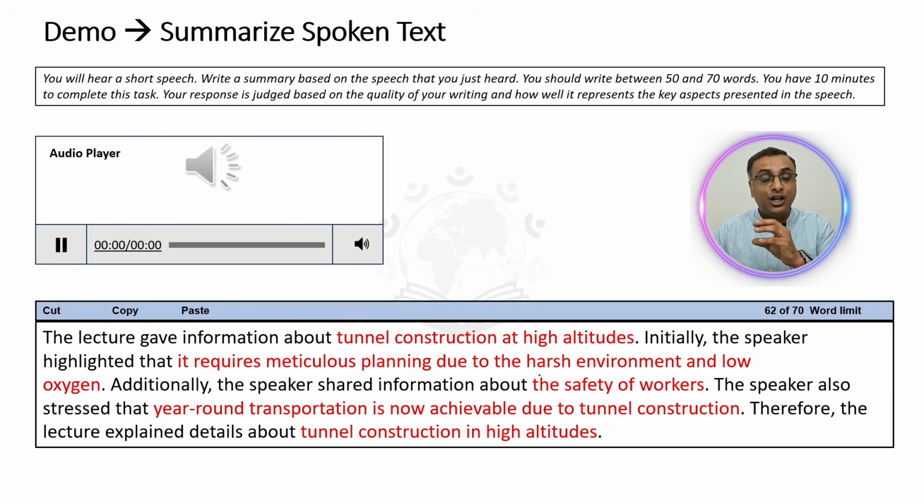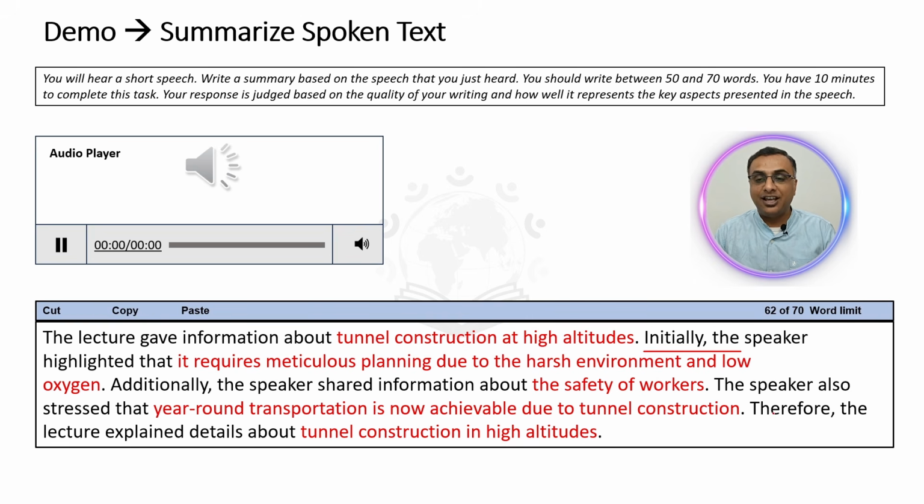I have combined two phrases and written it down into one single sentence to make it look like a complex sentence because I have added, initially the speaker highlighted that. Okay, it could be called a complex compound sentence as well. In the next sentence, I have written down, additionally the speaker shared information about the safety of workers. Here I've written down a small phrase. Next, the speaker also stressed that year-round transportation is now achievable due to tunnel construction.